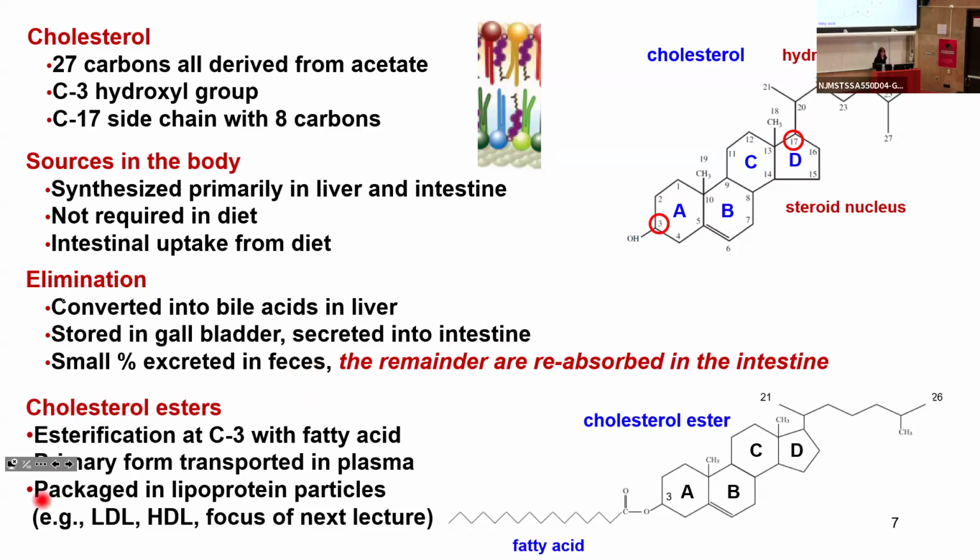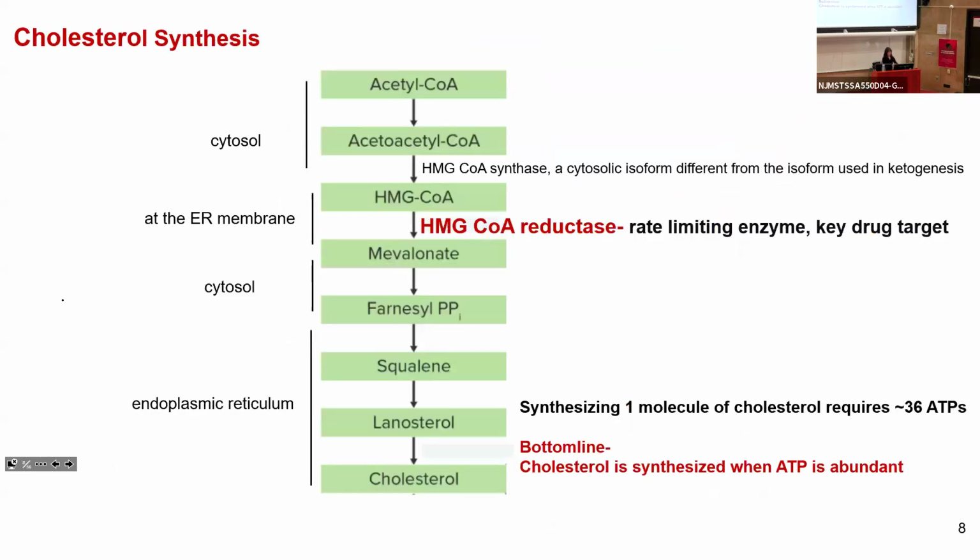And the principal form of cholesterol that gets transported throughout the body is a cholesterol ester. So it's this cholesterol that has a fatty acid linked here. And this is the form that's primarily packaged into these lipoprotein particles that I'm going to tell you about. And cholesterol synthesis, it's a long pathway, okay?